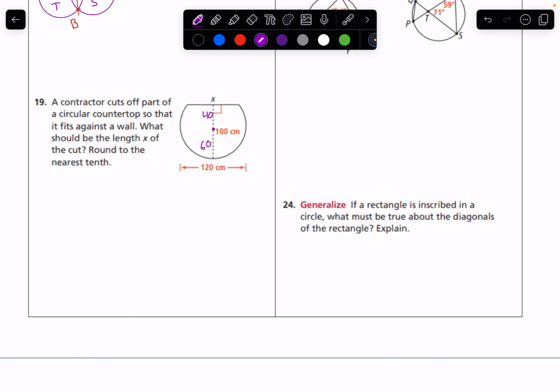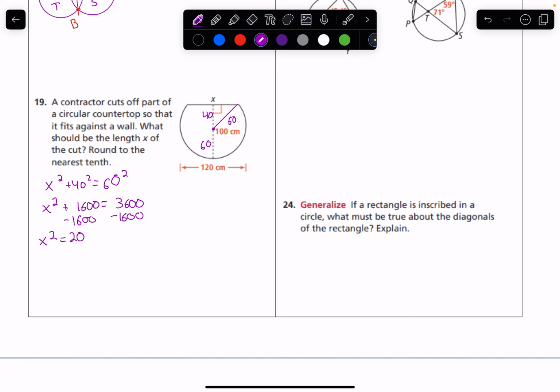And I also can draw another useful radius to make a right triangle. That's 60 centimeters. So then I'm using the Pythagorean theorem. X squared plus 40 squared equals 60 squared. So x squared plus 1600 equals 3600. Subtract 1600. X squared equals 2000, and I'm rounding to the nearest tenth with my square root. So x equals 44.7.